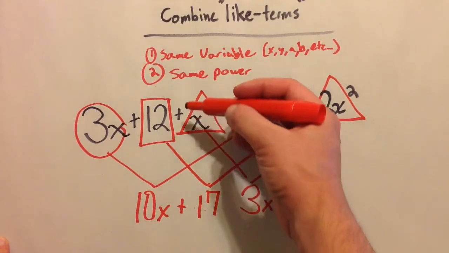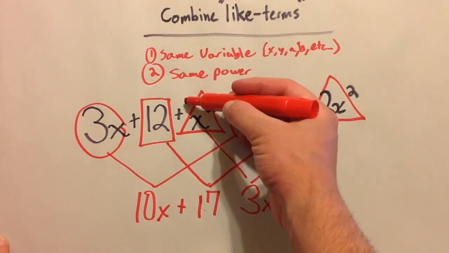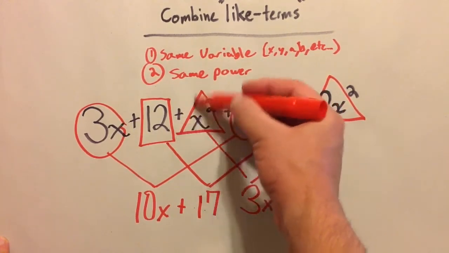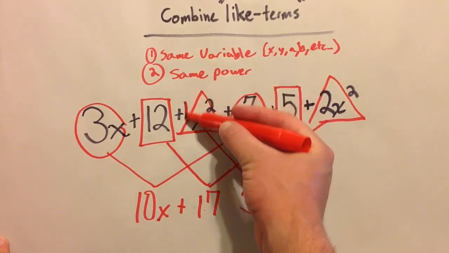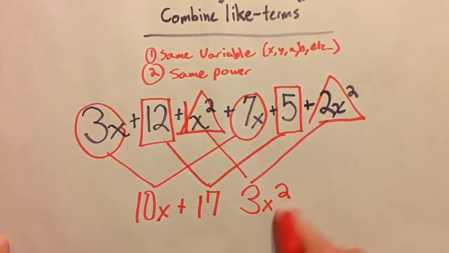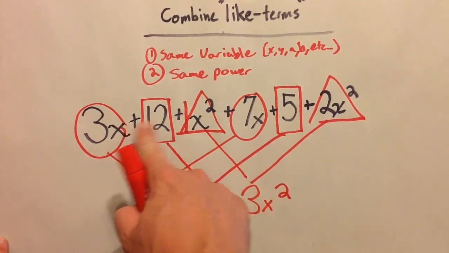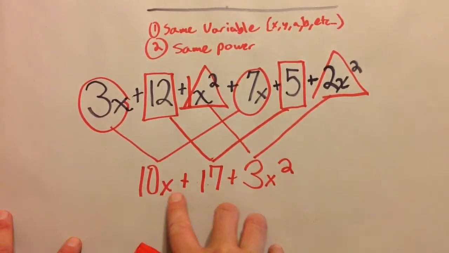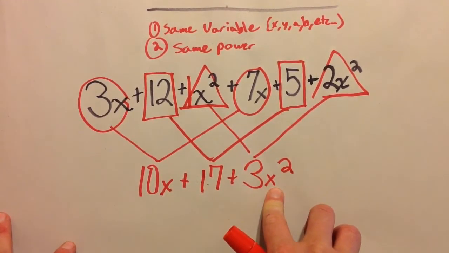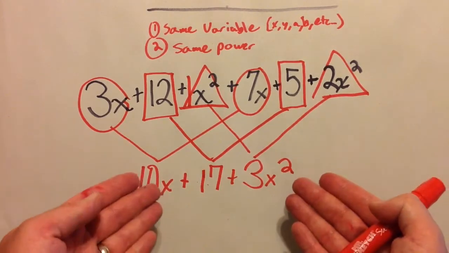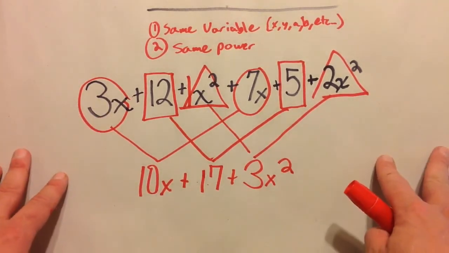Another way to think about this is to think that all variables with no coefficient have a coefficient of 1. 1 plus 2 is 3. Now we keep our signs, and we have 10x plus 17 plus 3x squared. This would be a simplified version of this expression.